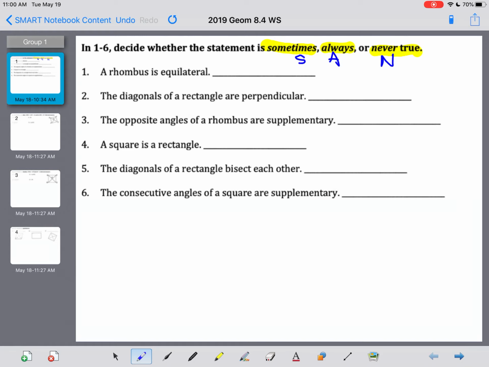Works for me here. So again, the keyword here is rhombus. Remember, a rhombus is defined as an equilateral quadrilateral. So the word equilateral means equal sides, so this is always true. And remember, a rhombus is kind of diamond shaped, and we have all sorts of goodies going on here. So it is a parallelogram as well. So keep that in mind.